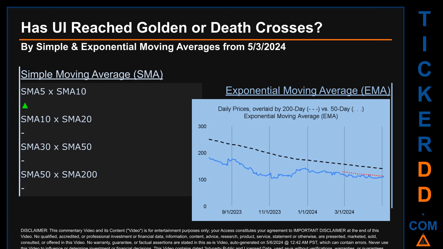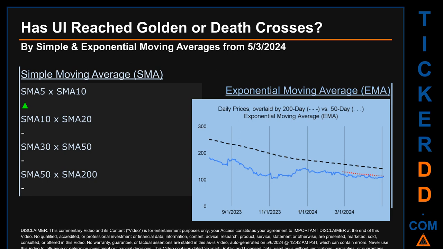Has UI price reached golden or death crosses? Golden cross and death cross are basic signals that compare average prices across two specified trade day ranges, a short-term versus a long-term range. For example, 5-day versus 10 trade days. Essentially, a golden cross is a bullish signal. It appears when a ticker's short-term moving average crosses above its long-term average. Vice versa, a death cross is a bearish signal when the short-term crosses below its long-term moving average.